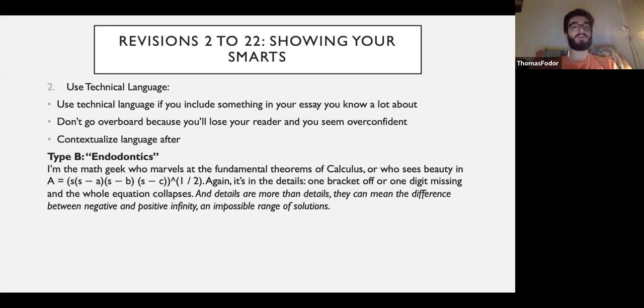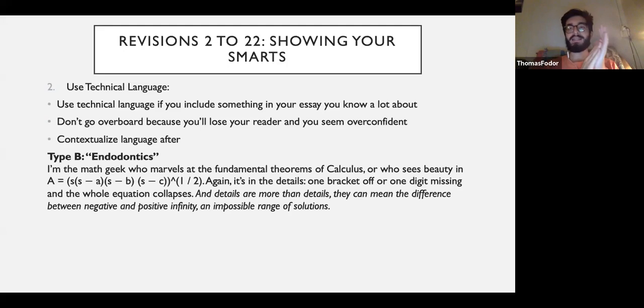So for example, this is from endodontics. He's talking about this math equation, and he goes on to say, "details are more than details. It can mean the difference between negative and positive infinity." And for somebody who doesn't know math all that well, you might be asking yourself, what does negative and positive infinity have to do with this? Or what are the implications of that? Why does that matter? He goes on and he says, "an impossible range of solutions." So he gives this more technical language, negative and positive infinity, then he contextualizes it: an impossible range of solutions.